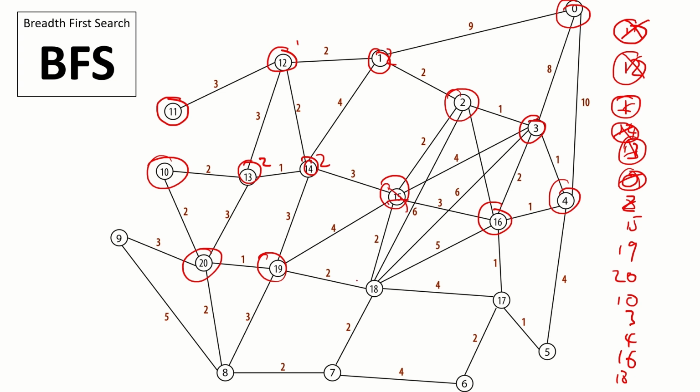And hopefully by now you get the idea. We're ticking these off one at a time in the order that we found them and looking at the adjacent nodes. To do that, we definitely want to use a queue data structure. So that's what we're going to do.